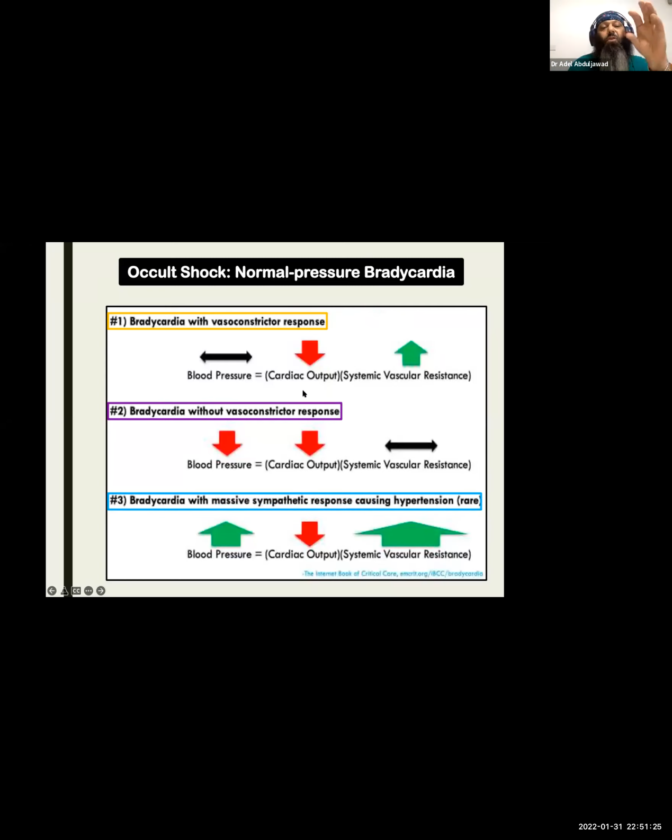So if you have a reduced cardiac output, this is the role of the compensatory mechanism, to maintain the blood pressure. So here in front of your eyes, you have normal blood pressure, but the cardiac output is reduced, and this maintains normal blood pressure by the effect of the compensatory mechanism. So once you get more and more reduction in the cardiac output, there is a limited role for your systemic vascular resistance. So the compensatory mechanism has a limited role in maintaining your blood pressure.